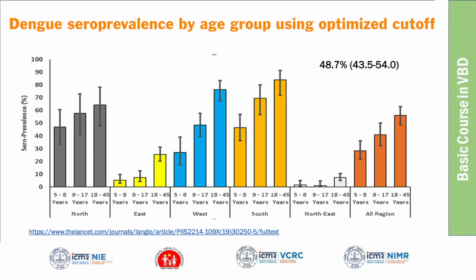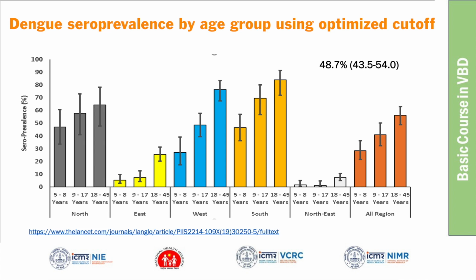Already you can see in the northeast, although the vector is abundant, the dengue outbreaks are very recent. It's restricted to big urban areas like Guwahati. Big urban areas have only now started reporting cases. In future, it may increase because a huge population is susceptible to dengue outbreak.